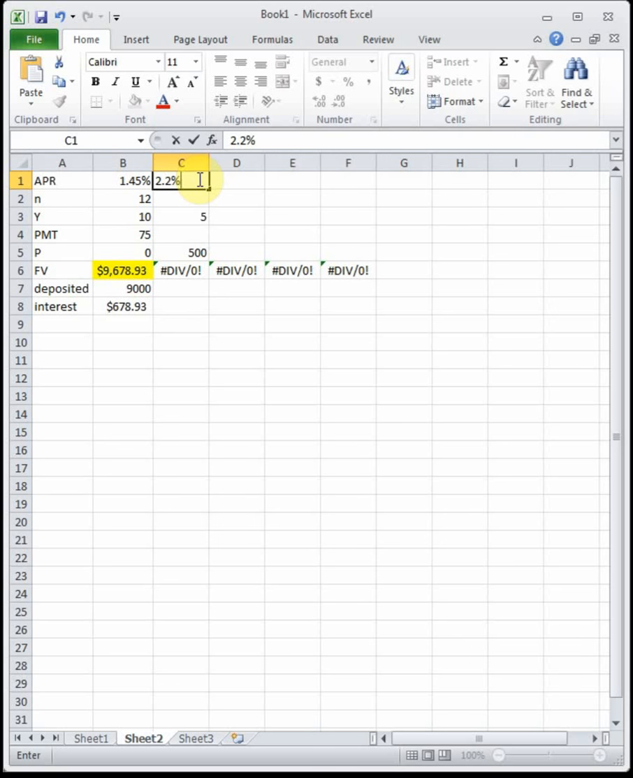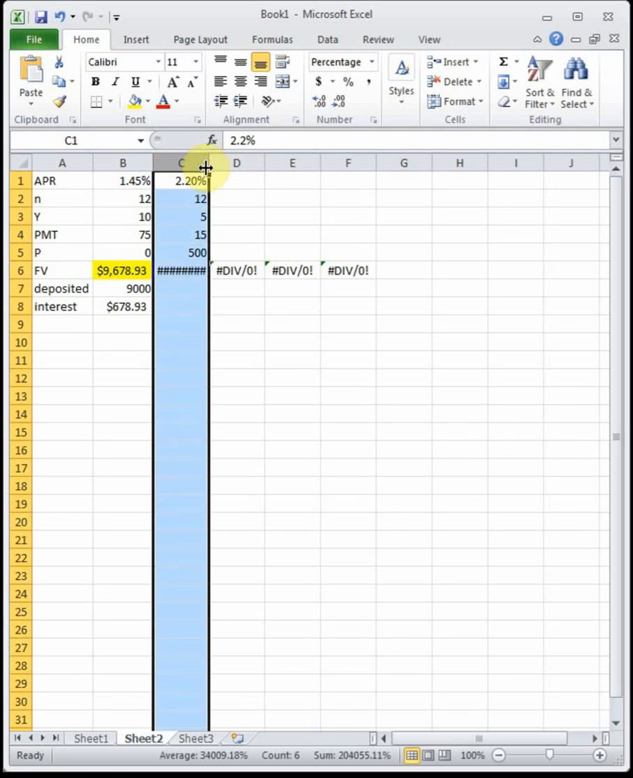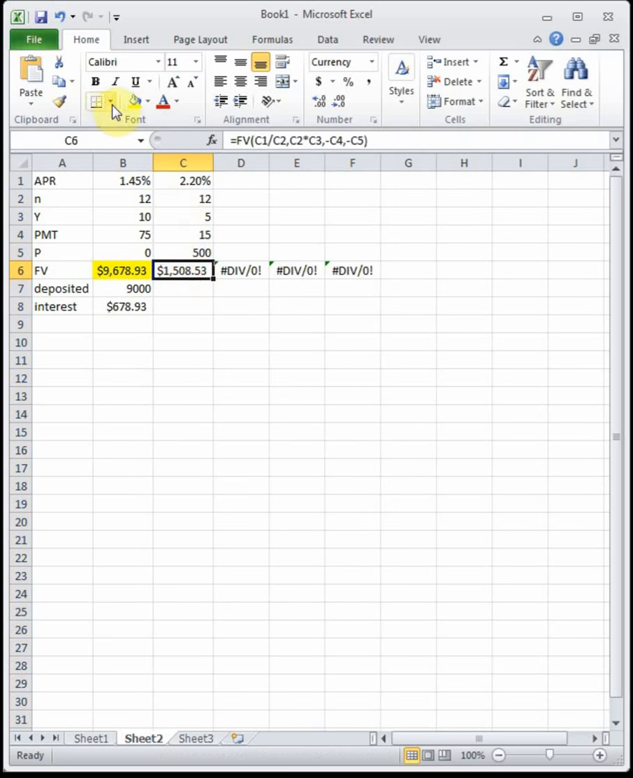2.2% compounded monthly. So that's 12 times a year. And then she adds $15 each month. So now we're going to do an additional $15 each month. And we'll see that at the end of the 5 years, she'll have $1,508.53.